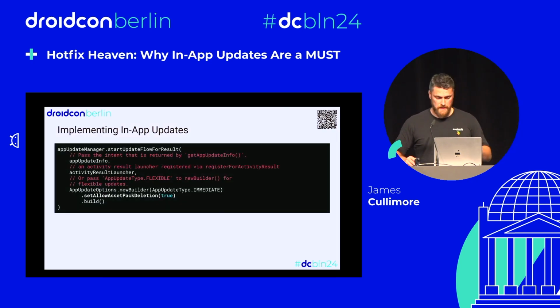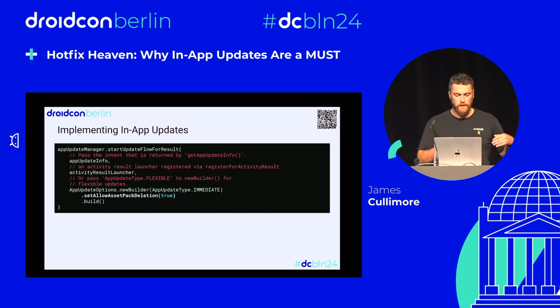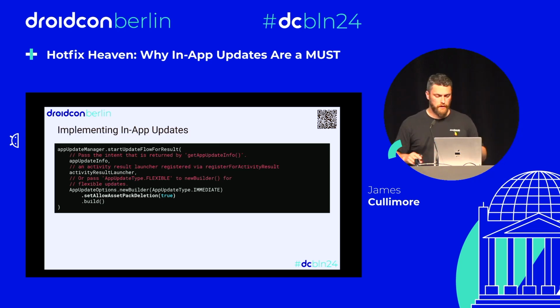We can also set allow asset pack deletion to be true. It is by default false, and there's a good reason behind that. What it does is it deletes any assets to allow for space for your update. It could be that the phone doesn't have enough space, so it'll delete some assets to allow for the update to be downloaded. If, however, some of these assets are being used by the app and the app is started, the app could crash. So be very wary when using this.